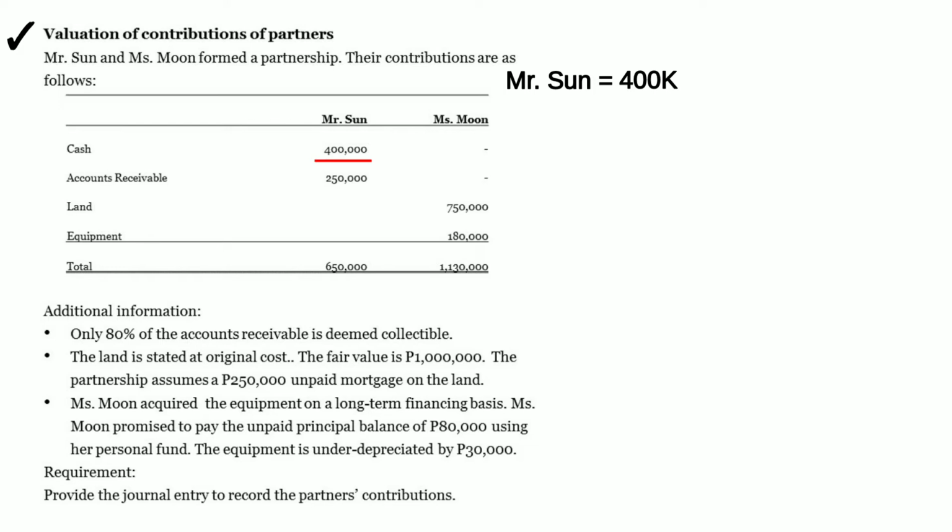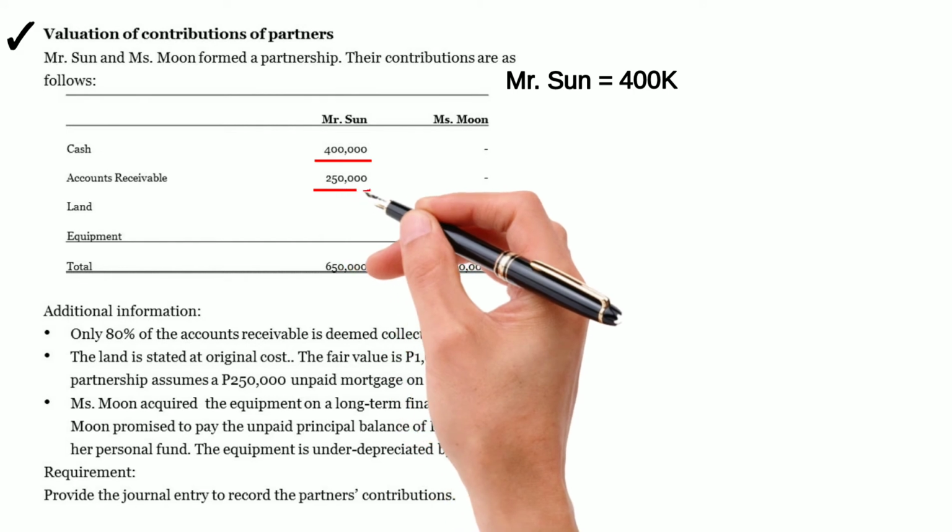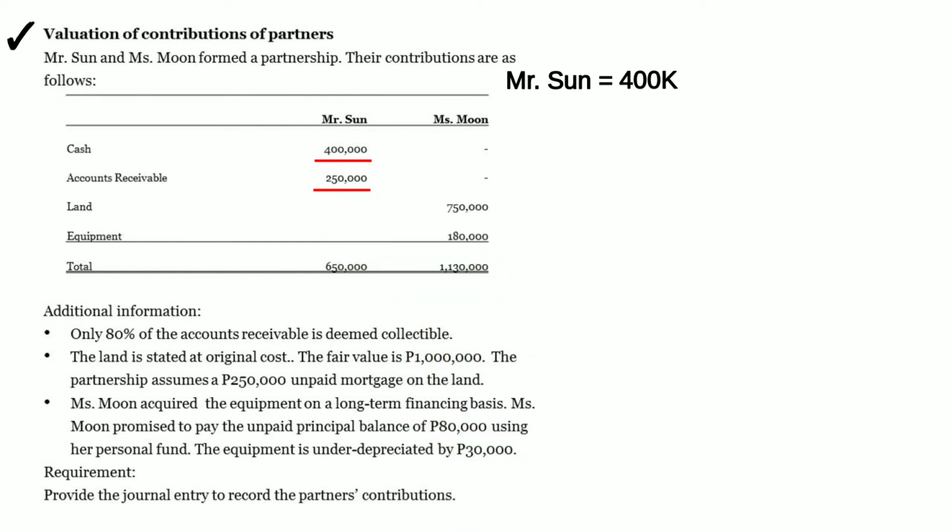Mr. Sun also invested accounts receivable na 250,000 pesos. Yun nga lang, only 80% of the accounts receivable is deemed collectible. That means hindi natin isasama yung 20% na uncollectible. So 250,000 pesos times 80%, that is equal to 200,000 pesos. Ilagay na natin yung 200,000 pesos. 400,000 pesos plus 200,000 pesos, that is equal to 600,000 pesos.